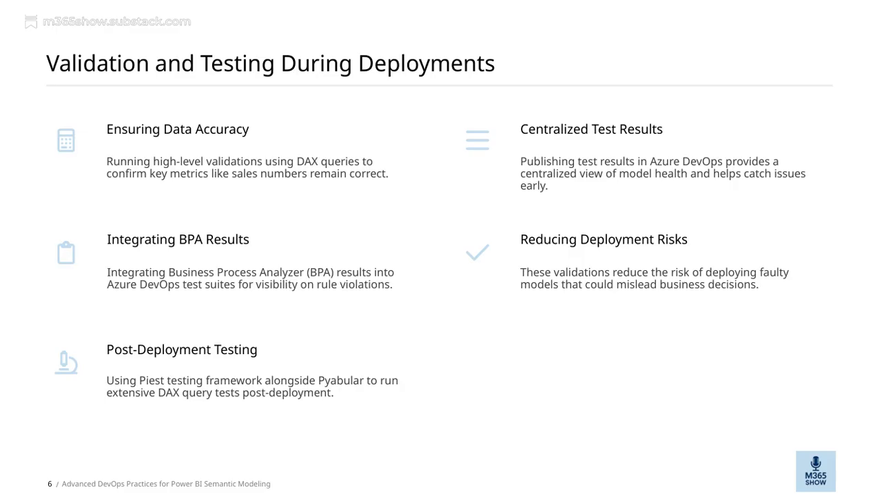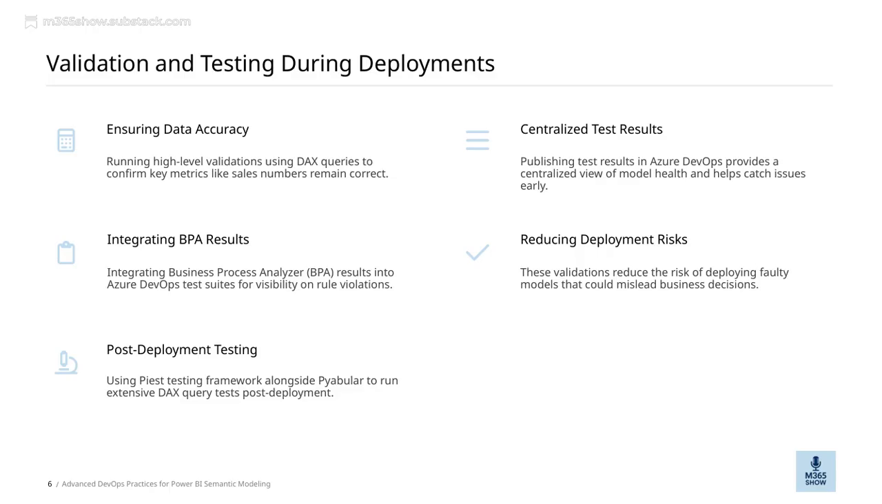Now, let's talk about validation and testing during deployments. These validation steps are crucial because they help us reduce the risk of deploying faulty models, which could potentially mislead business decisions. It's all about ensuring the integrity and accuracy of our Power BI models before they go live.